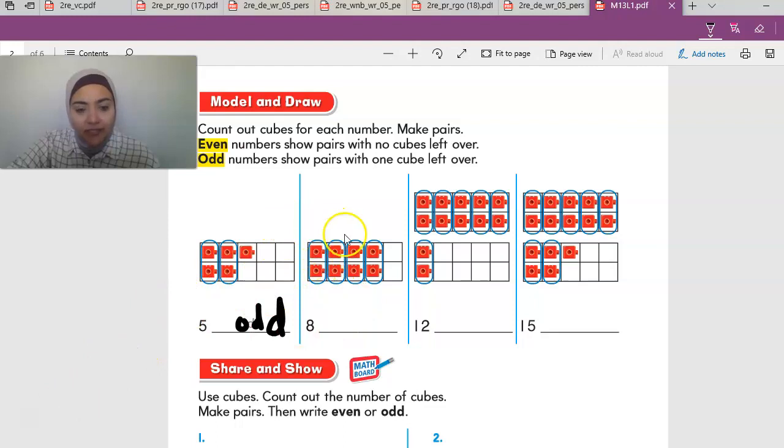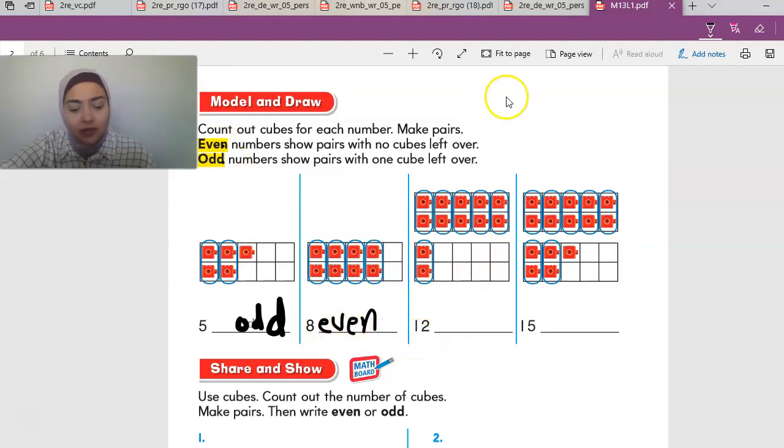Let's look here. Here we have 1, 2, 3, 4, 5, 6, 7, 8. Okay, so this is the number 8. If you look at it, they all have a buddy. So is this number even or odd? This number is even. So what are we going to write here? Even. If you're not sure how to spell it, it's right here, guys. Look in your book. Even, odd. Okay? So 8 was even.